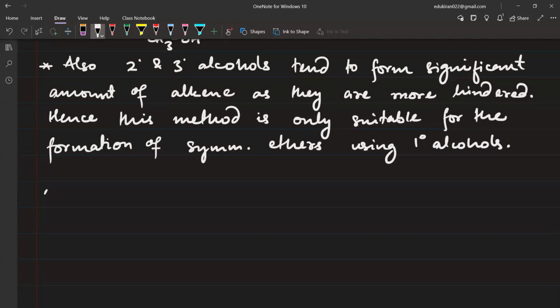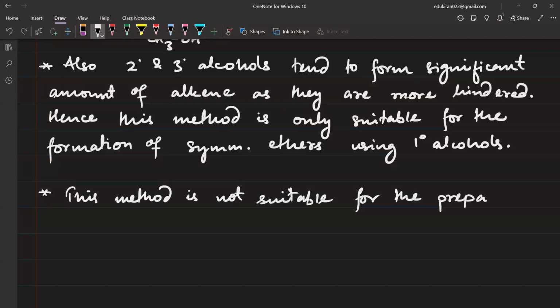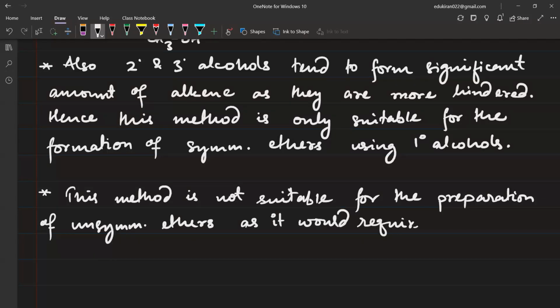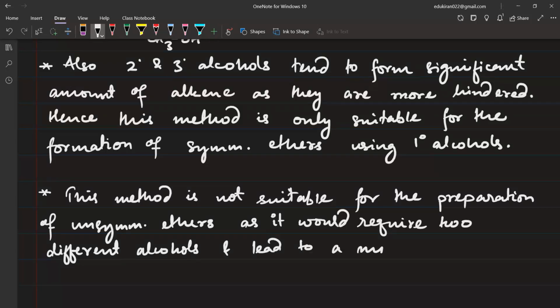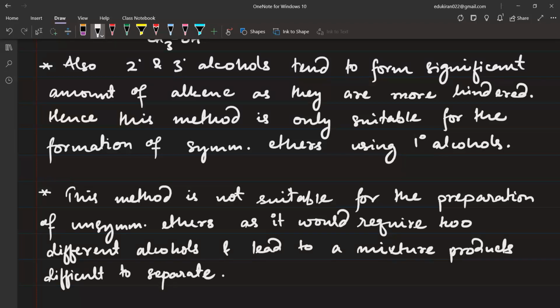Also write next point. This method is not suitable for the preparation of unsymmetrical ethers, as it would require two different alcohols and lead to a mixture of products difficult to separate. I will explain this. Please write this down.